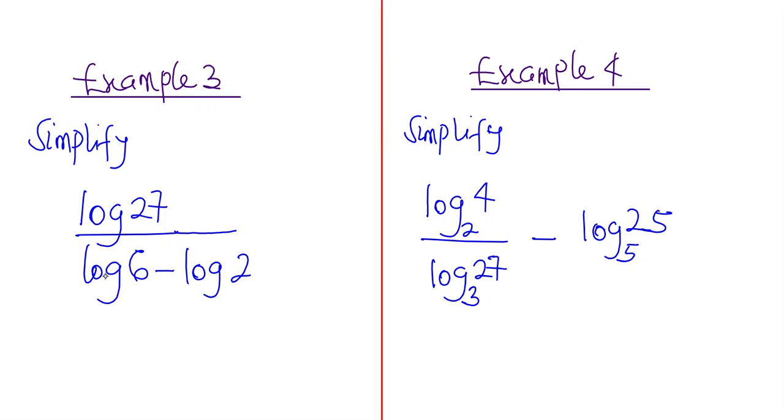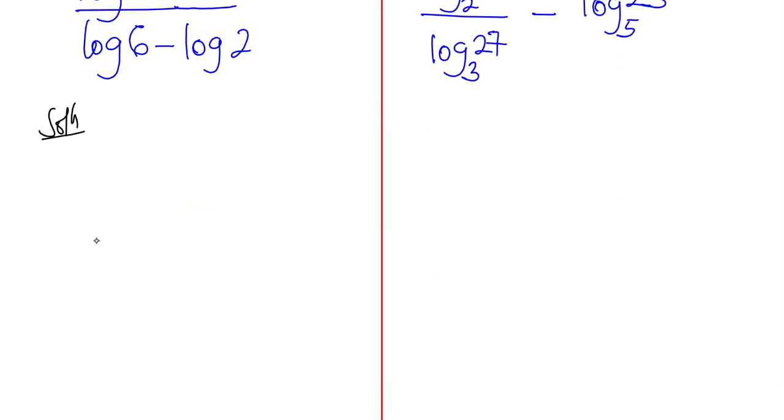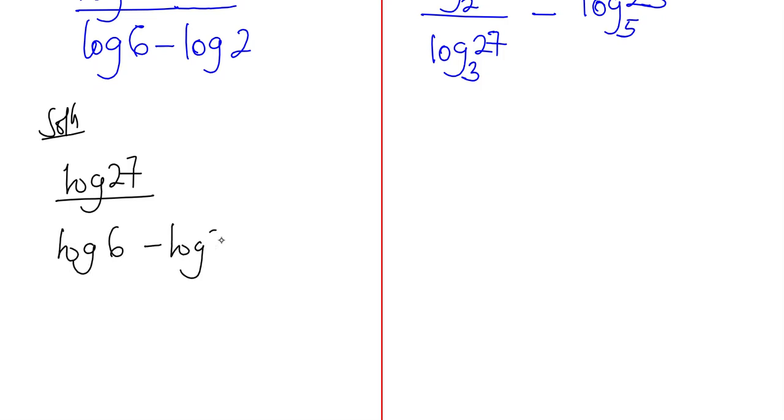So that is in example 3. It says that we simplify logarithm of 27 divided by logarithm of 6 minus logarithm of 2. We shouldn't forget that this is in base 10 because the base has not been indicated. Now we have our question as the logarithm of 27 divided by the logarithm of 6 minus logarithm of 2.